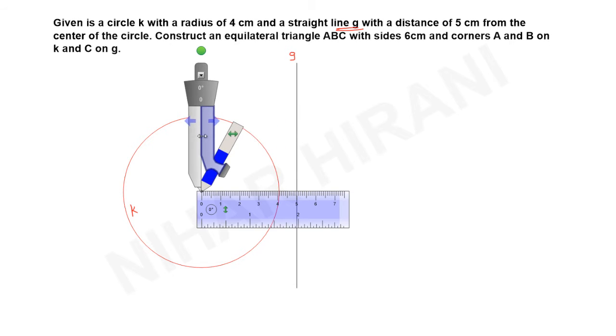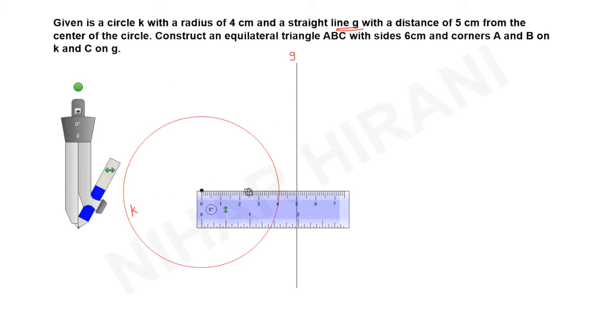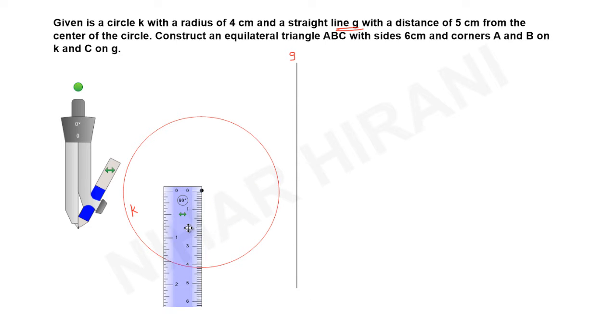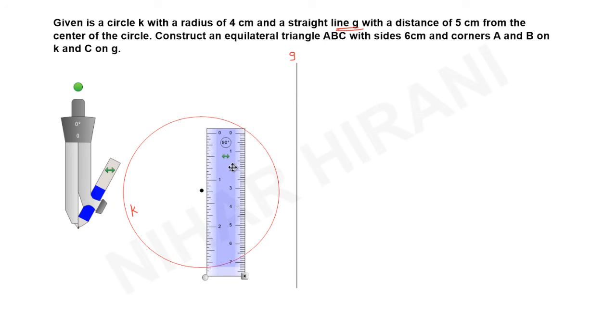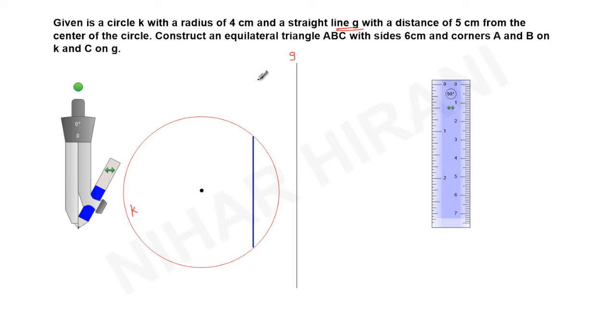So first of all, what you need to do, you need to make a chord of 6 cm. How can you make a chord of 6 cm? So you can take measurement like this, and wherever you see perfect 6 cm, you can make one chord in the circle. So I will make the chord from here till here, and this is 6 cm, isn't it? And I will name it. So I want A and B on K. So I will name it A and I will name it B.